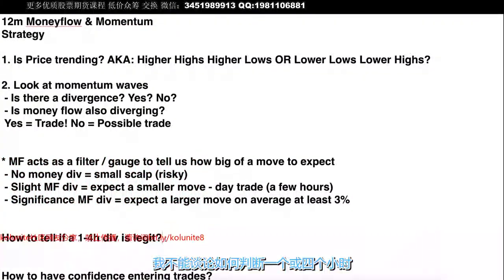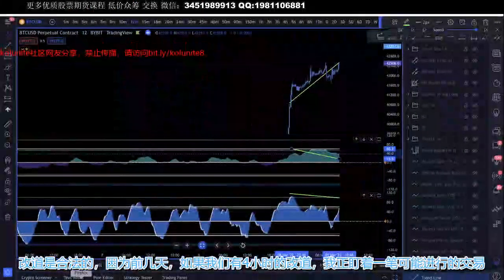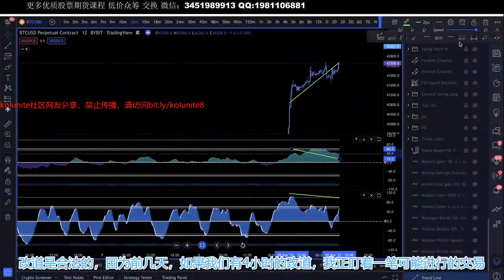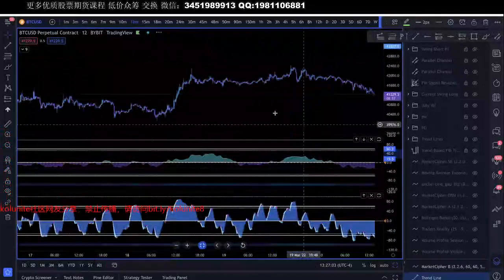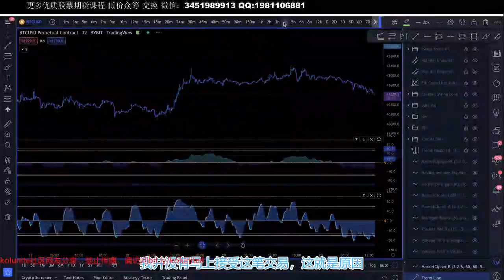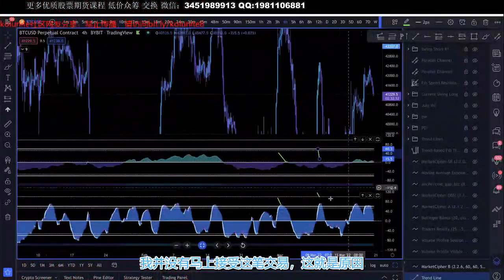So I kind of want to talk about how to tell if a 1 or a 4-hour divergence is legitimate. Because the other day I was eyeing up a trade to potentially take if we had a 4-hour divergence, and I didn't really end up taking that trade right away. And here's why.